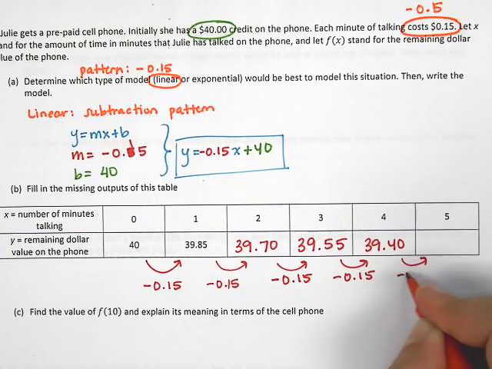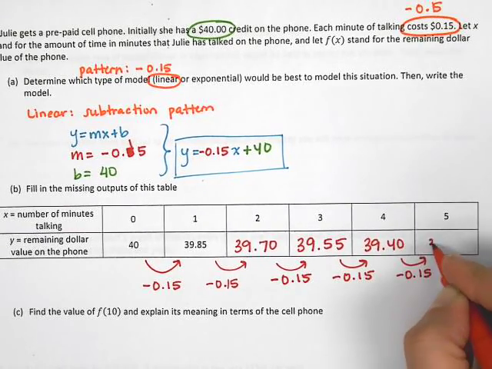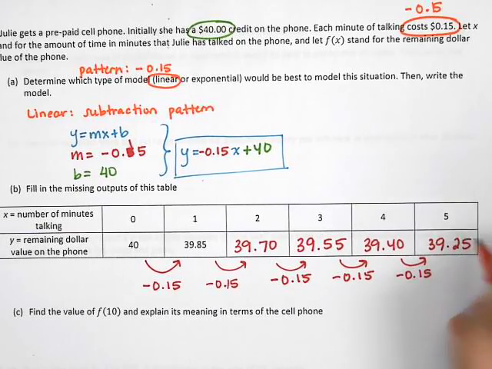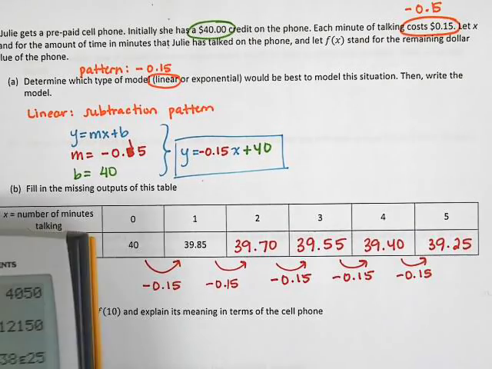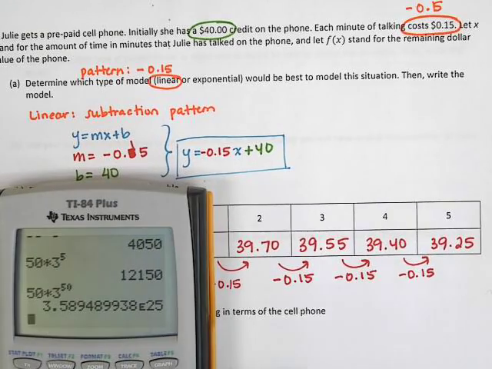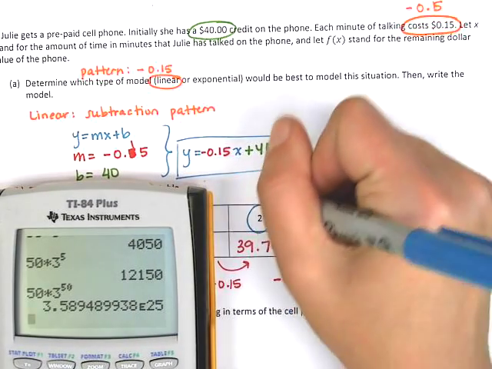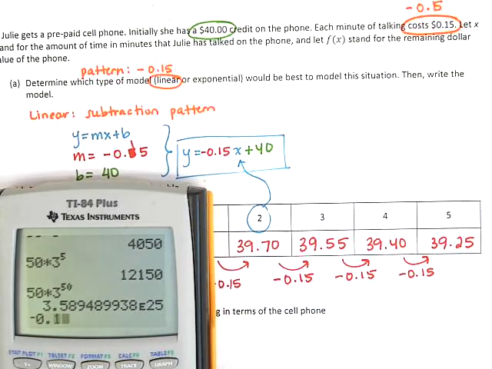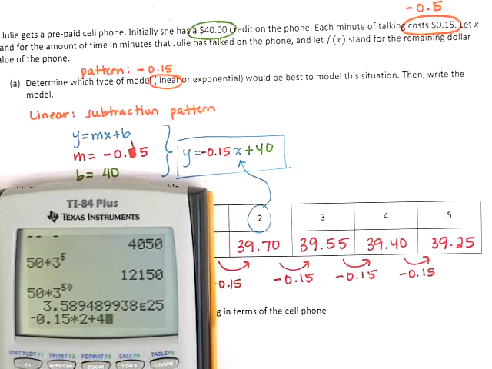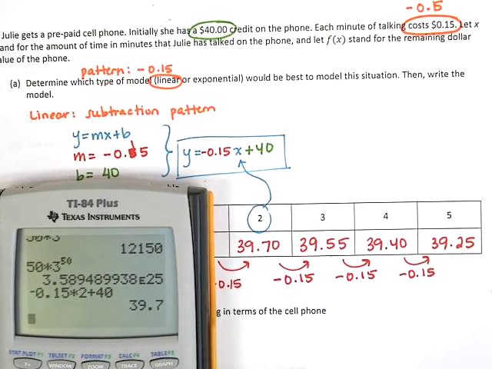And then I would take away 15 cents and I would have 39.25. Now, another option here to confirm or check our answers would be to use our equation. So if I use this equation and I plug in the number 2 for the x, I would have negative 0.15 times 2 plus 40. When I do that, I can confirm I get 39.70.